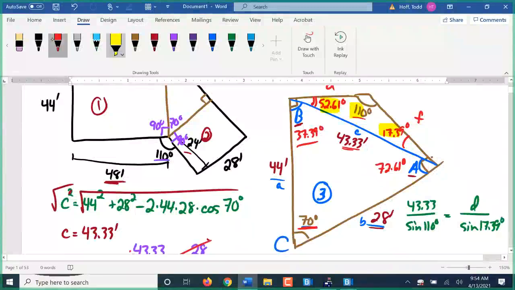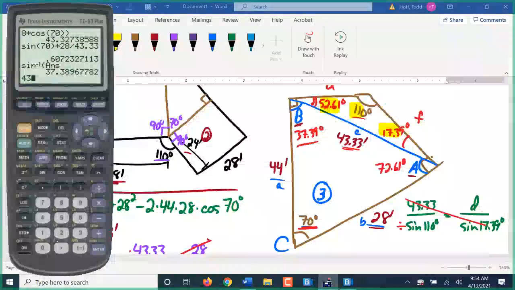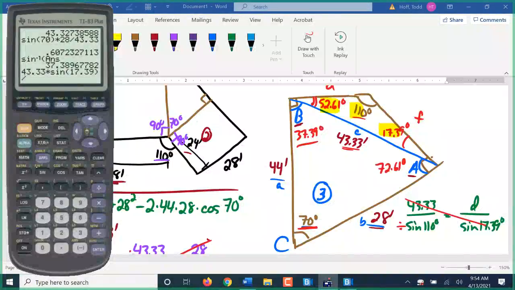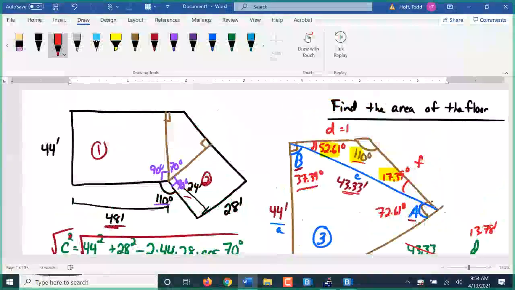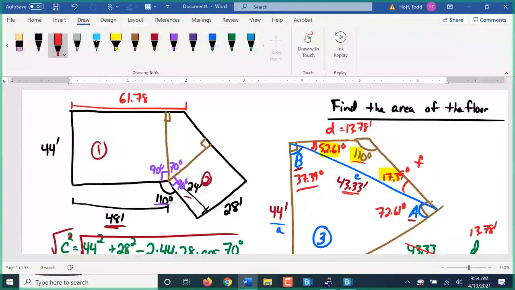So anyway, we'll cross multiply and divide here. Find D. 43.33 times the sine of 17.39. Close that parentheses, divide by the sine of 110. Gives us 13.78 for D. It's 13.78 feet. Which means over here, this dimension is 61.78 feet. I took my 48 and I added the 13.78 to it.